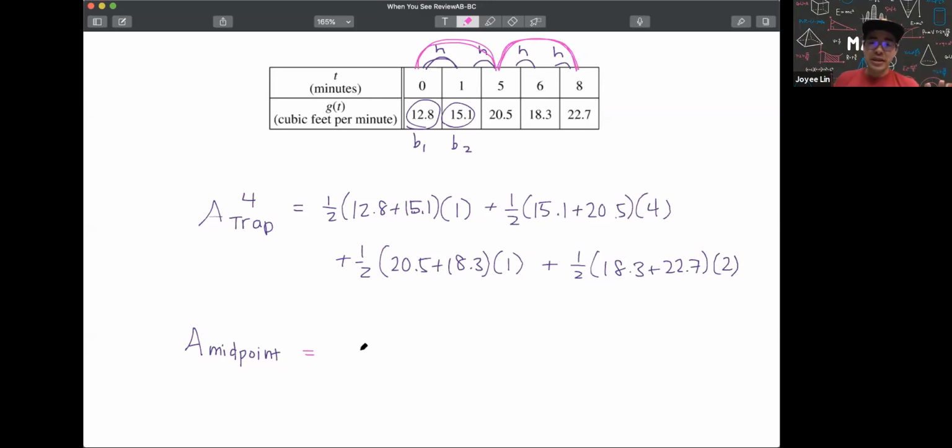So my first rectangle is going to have a base of 5, right? 5 minus 0. And out of these 3 points, I'm not going to pick the left point. I'm not going to pick the right point. I'm going to pick the midpoint, right? So 15.1, right? And if I want to do the midpoint rectangle here, that distance is 3. And then I have to pick this midpoint there, 18.3. Questions there?